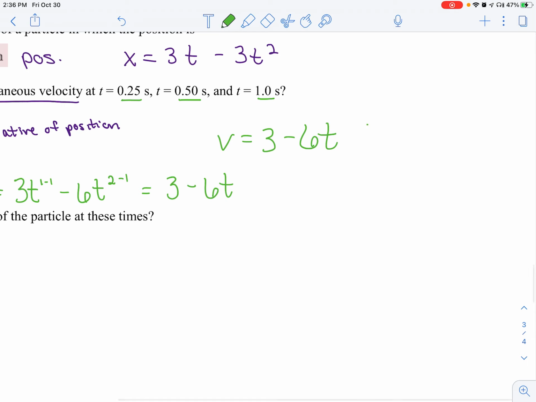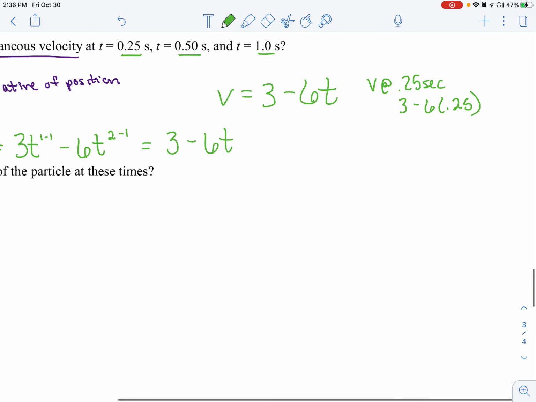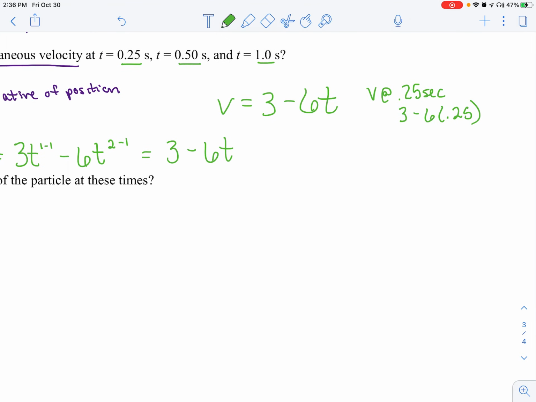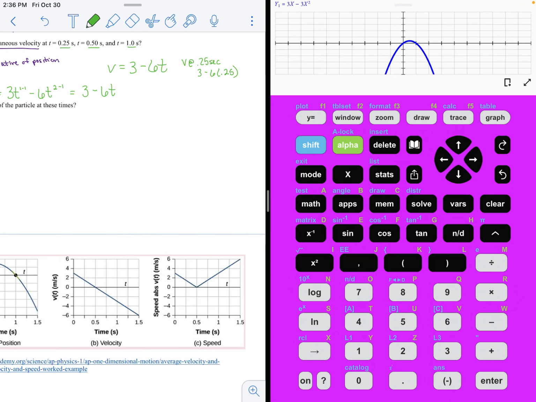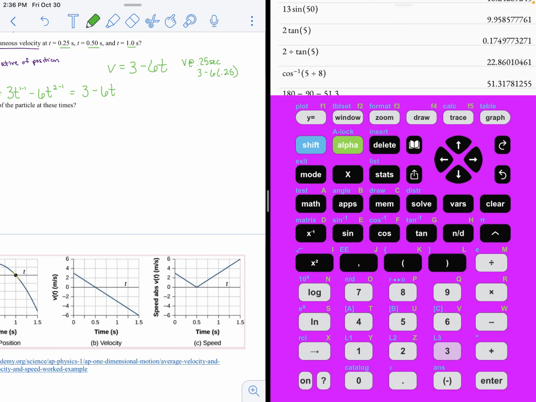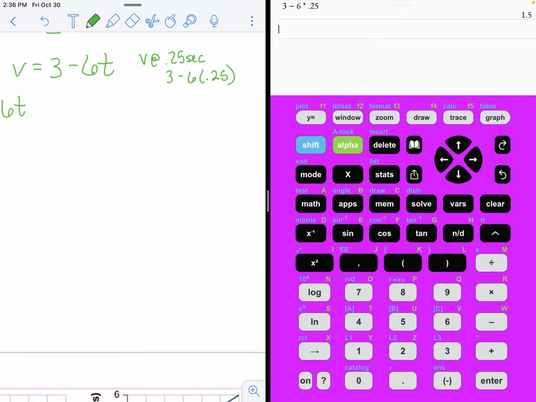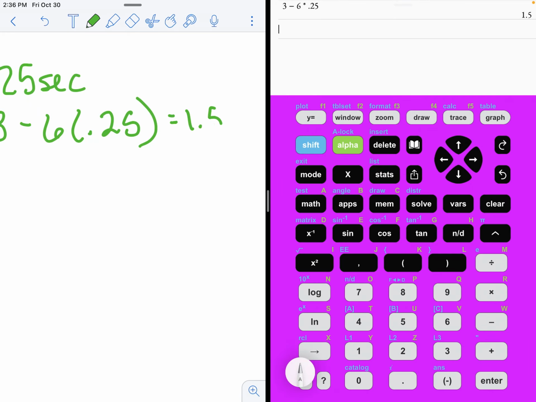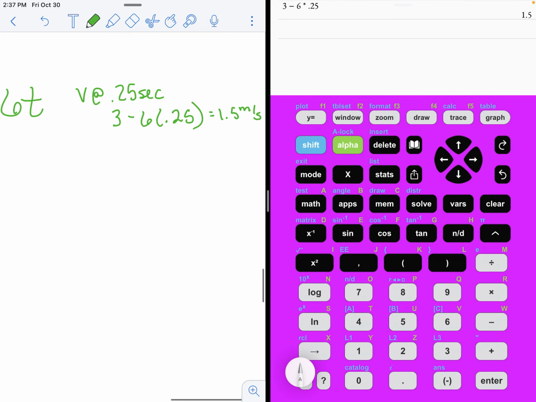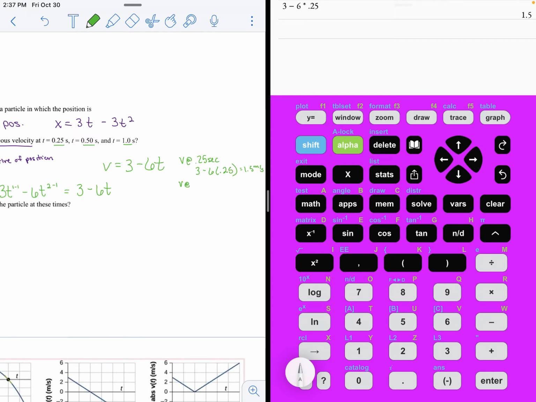So here I go. Velocity at 0.25 seconds is 3 minus 6 times 0.25. Do I have that done? Let me see if I have it done. I did not. I added this problem. So while I should be able to do that, I'm just verifying. I think I should probably verify in a calculator. 1.5. That's instantaneous.